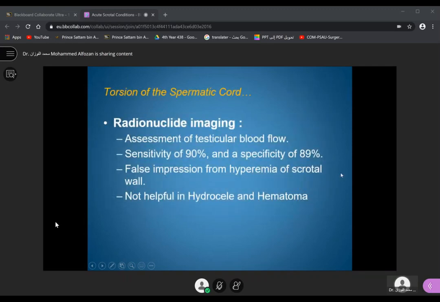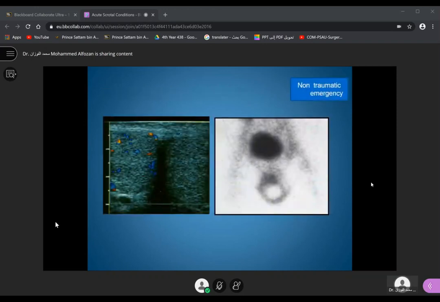So whenever there is inflammation, there will be a false negative, and you will think there is blood flow, but this is from the wall, hyperemia, and could be from the inflammation and irritation of the scrotal wall. So this is the radionucleotide scan. As you can see, the blood flow comparing the two tests.